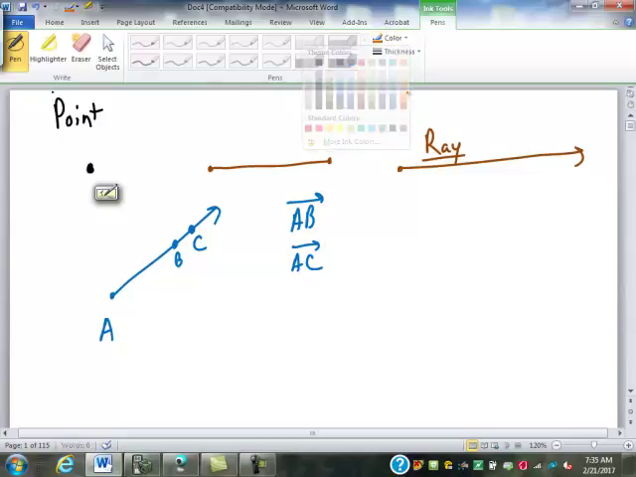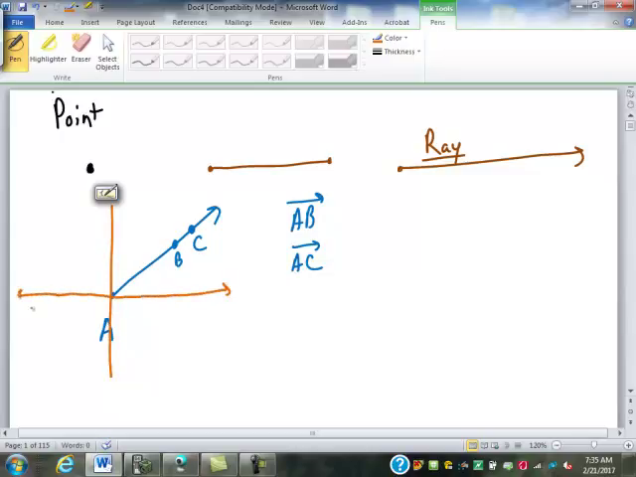Now, the properties of a ray are given off of our basic location grid. You can think of this as being like our directional compass rose: east, north, west, and south. East is 0 degrees. North is 90 degrees, west is 180 degrees, and south is 270 degrees. And then 360 degrees is back at 0, or east again.